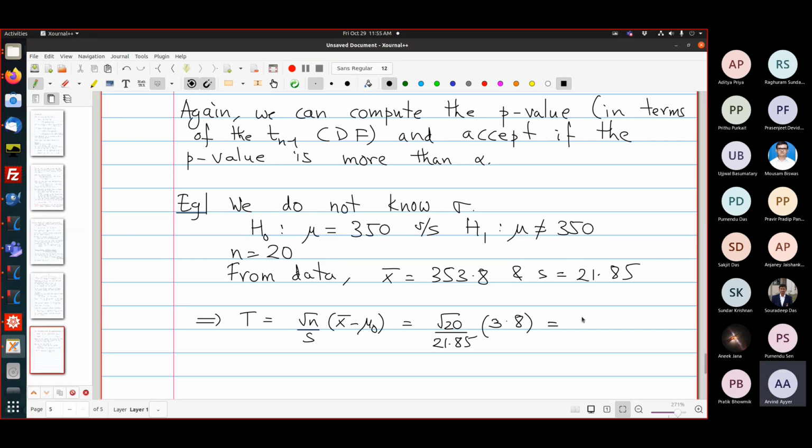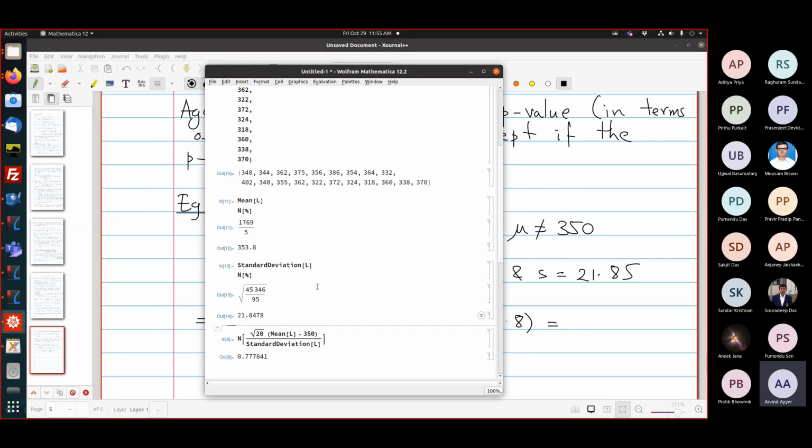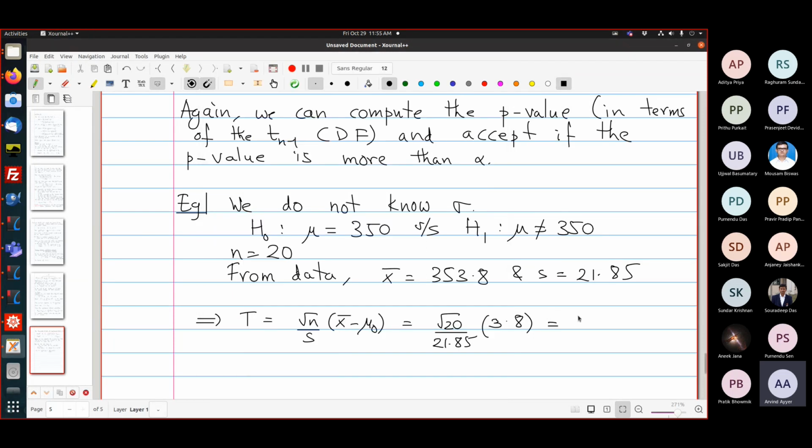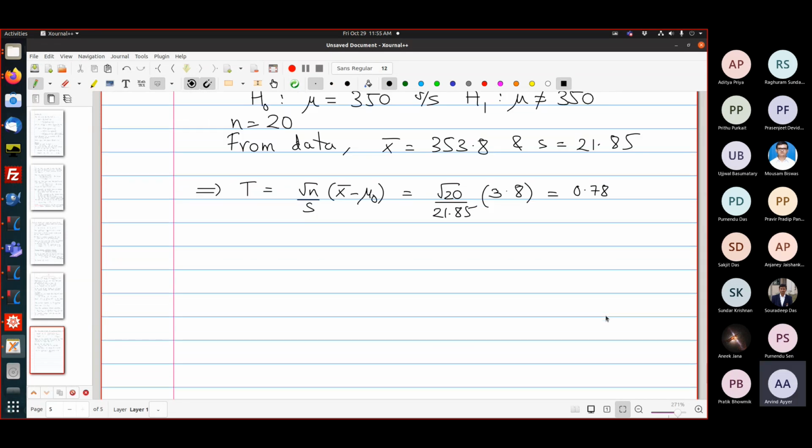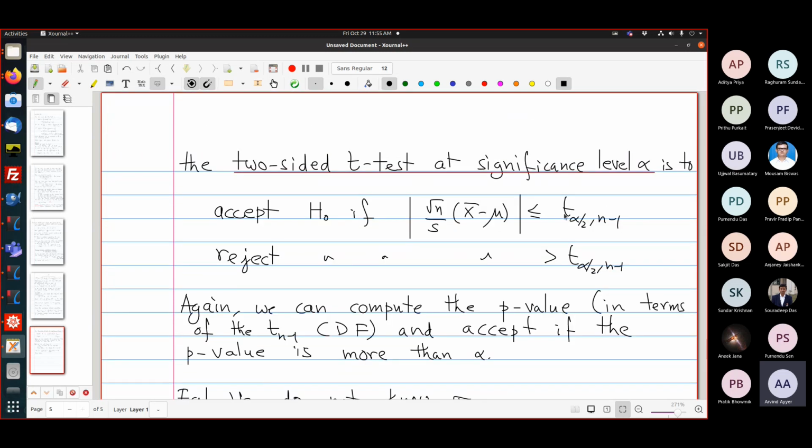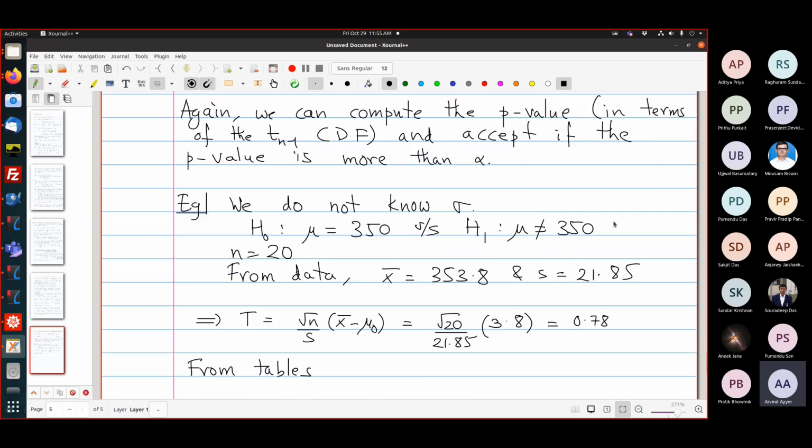So this turns out to be about... So I did this computation also, and this turns out to be about 0.78. Okay, and so what we need to know, from tables, we need to compare this with this value, t of alpha by 2, n minus 1.